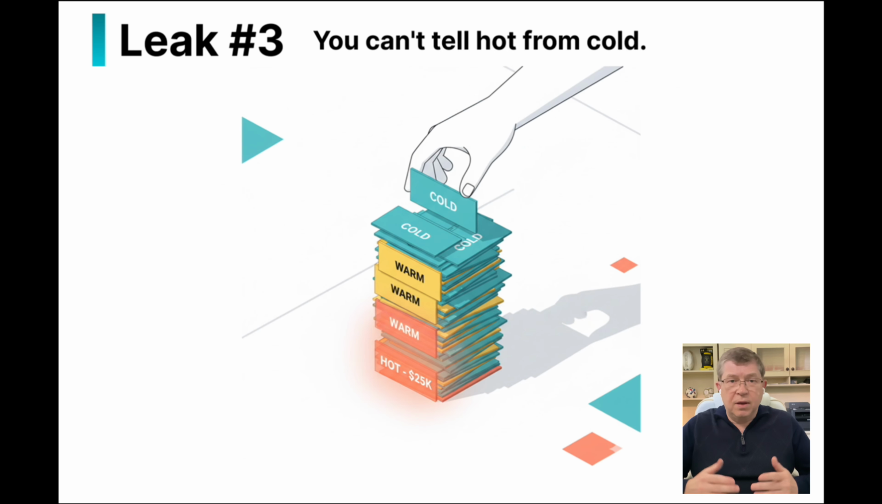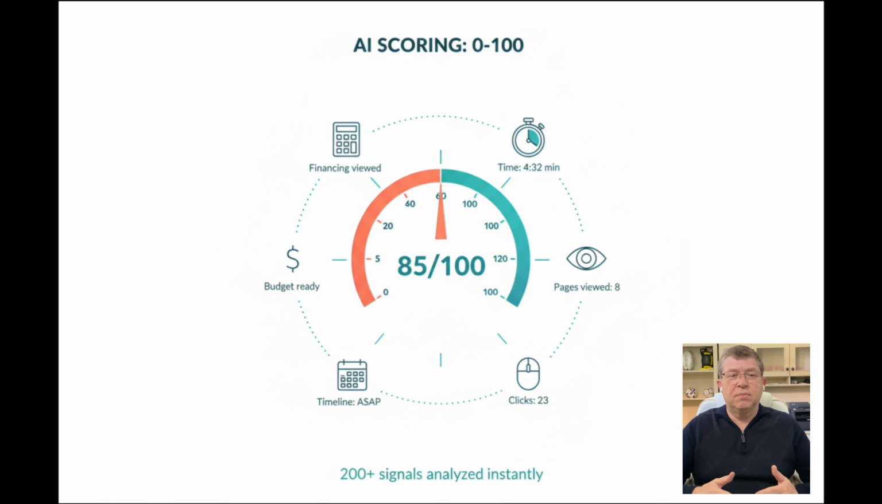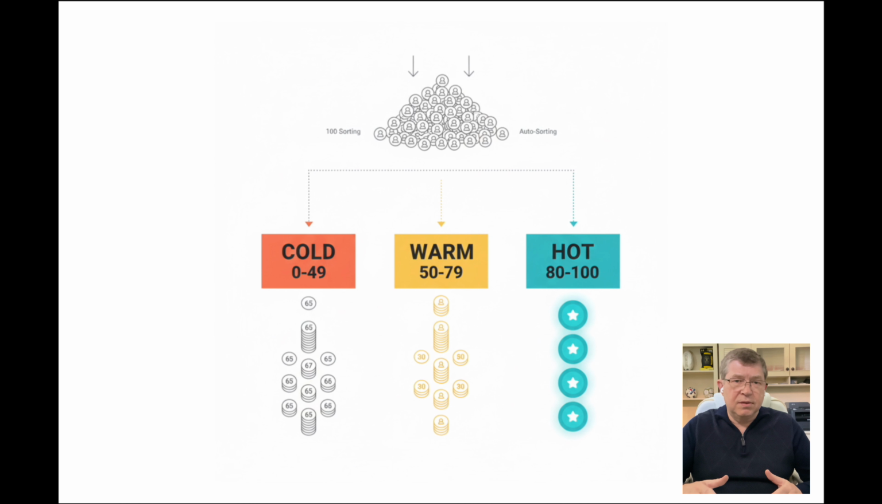Leak 3. Your coordinators are burning out. 40 hours a week calling leads with 0 clue who's actually ready to book. They're talking to tire kickers while your hot 25K patients sit in the queue getting colder by the hour. Here's what changes. Every lead gets instantly scored by AI. 0 to 100, based on 200-plus signals. How long they spent in the calculator, what they looked at, their urgency level.